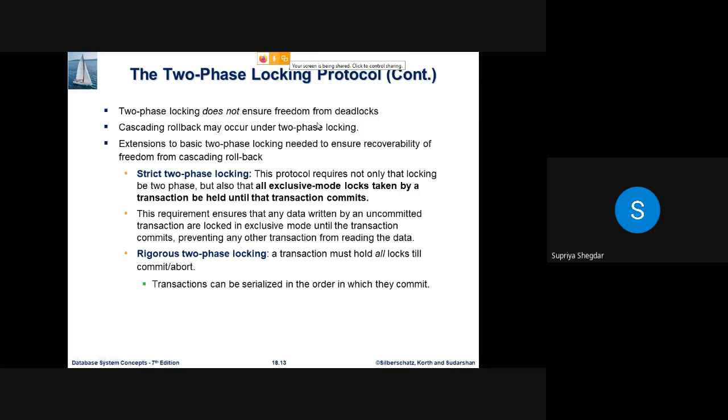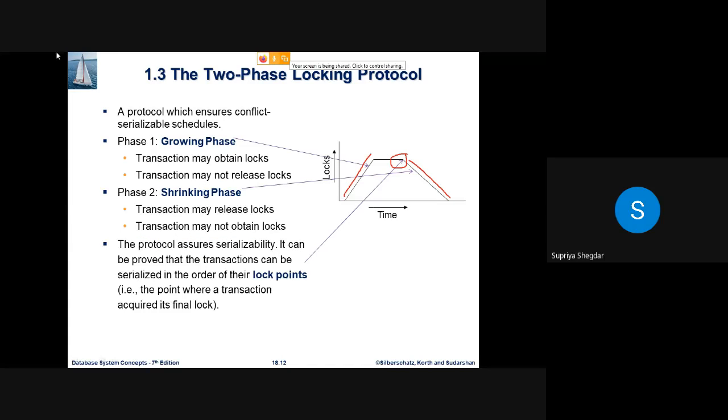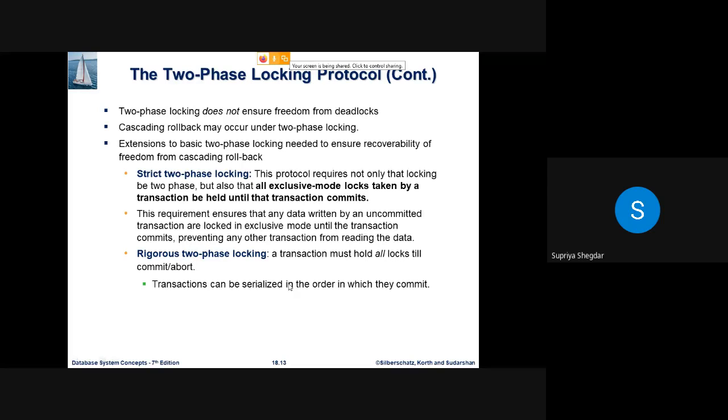If we are implementing such extensions of the two-phase locking protocol, then we can say that deadlock may not occur in the system, and also we get freedom from cascading rollback. So this was about the two-phase locking protocol: the growing and shrinking phases, and the lock point. Then the extensions for ensuring recoverability from cascading rollback are the strict two-phase locking and the rigorous two-phase locking.